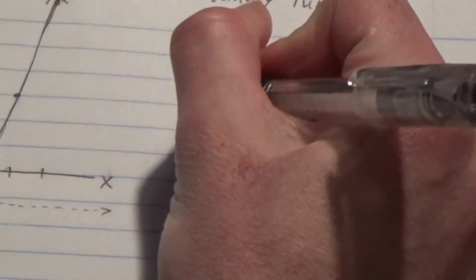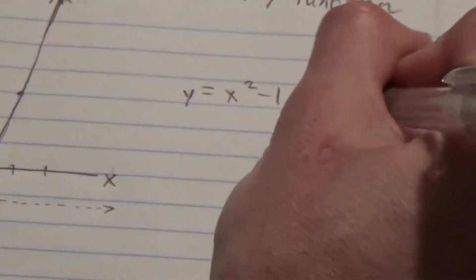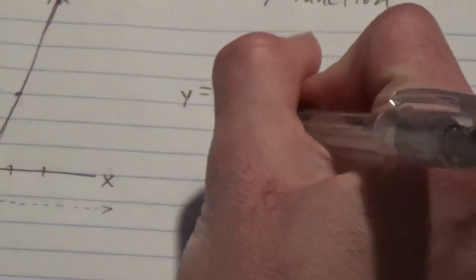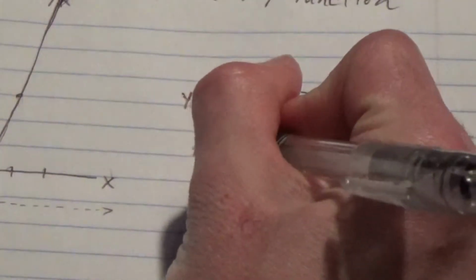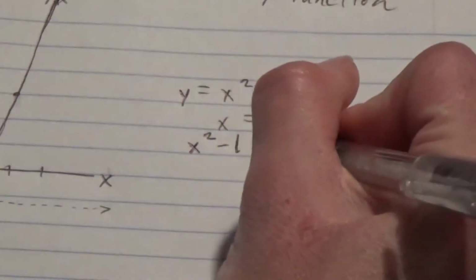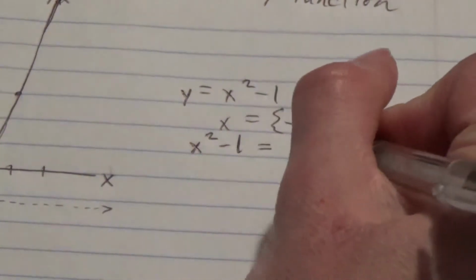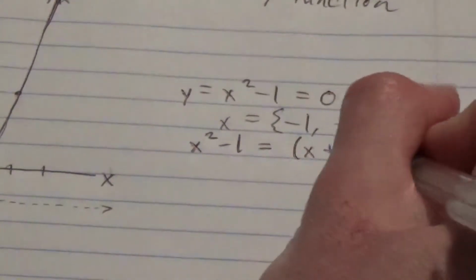Algebraically speaking, this function has two complex solutions. So if we have y equals x squared minus 1, and we're looking for the roots, or the zeros, we get x equals negative 1 and positive 1. Obviously, those are the solutions, and we can even consider factoring this polynomial into the linear factors, which would be, of course, x plus 1 and x minus 1.